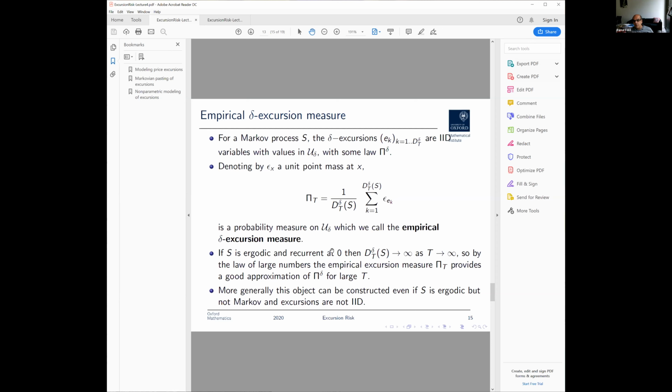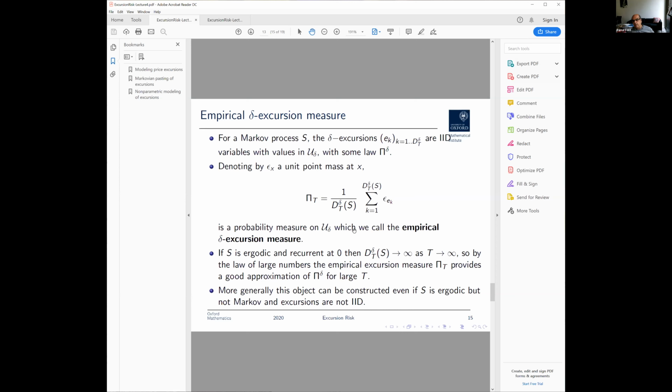Then if I wait long enough, I'm going to have a larger and larger sample of delta excursions. So it means that d delta t will go to infinity as t goes to infinity. So if I have a long observation period, then I will eventually get a good approximation of the distribution of delta excursions. So this empirical measure, not just in the Markov case but in the ergodic case, will converge to pi delta in a certain sense that I can specify.